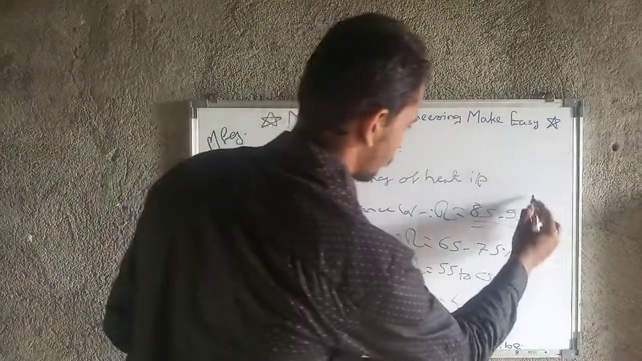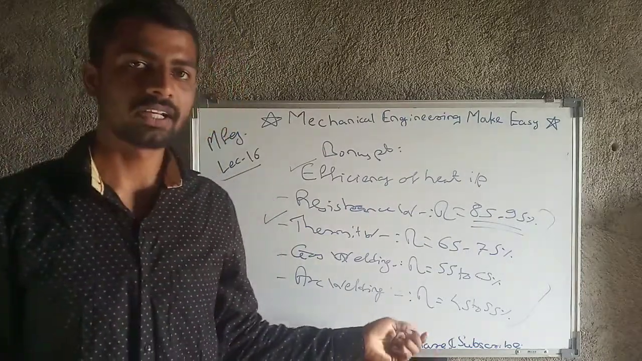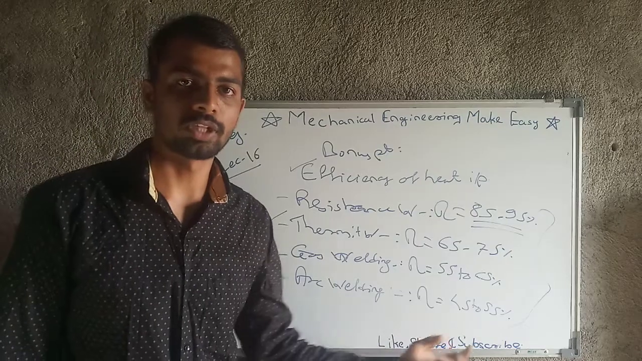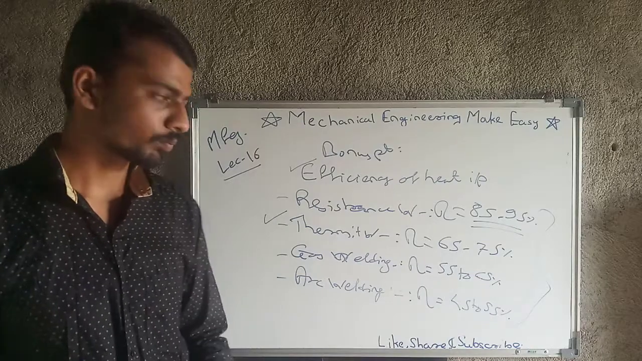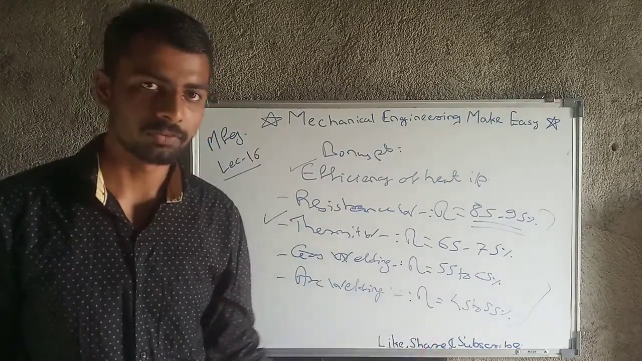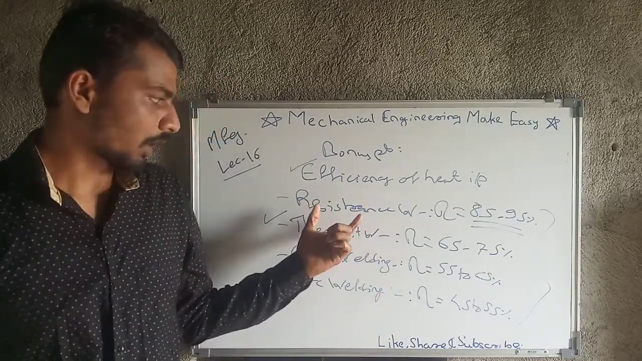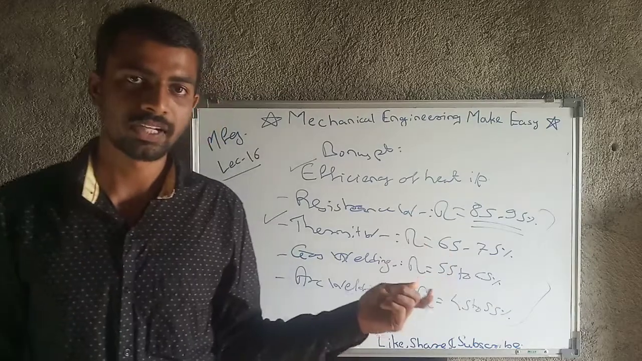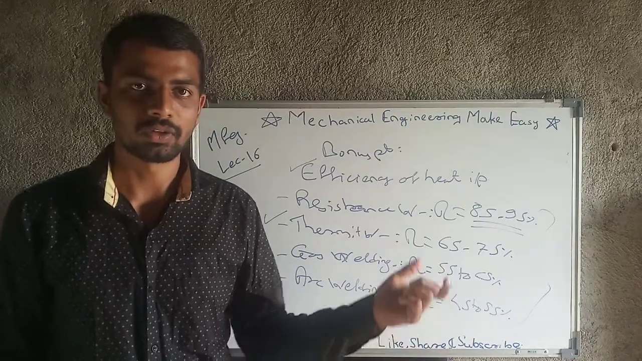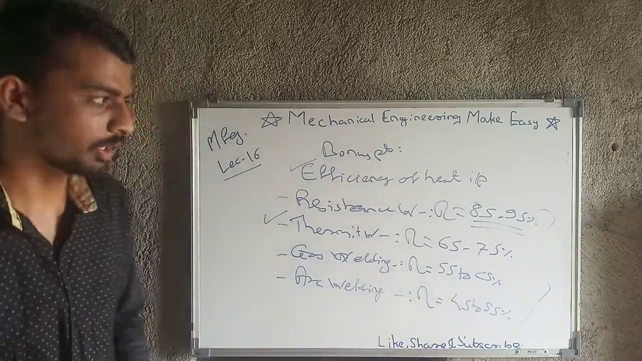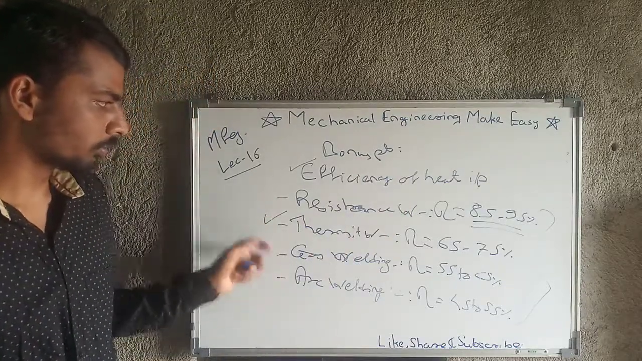If we analyze all the efficiencies, we can see that arc welding has very low efficiency: only 45 to 55% of supplied heat will be converted into the welding joint, and the remaining 45 to 55% of heat will be rejected to the atmosphere or lost. Completely the reverse of resistance welding. Resistance welding uses 85 to 95% of supplied heat for welding, and only 5 to 15% of heat will be lost. So these are the efficiencies of heat input for these major 4 welding processes.